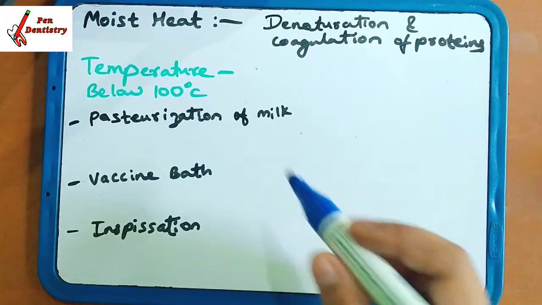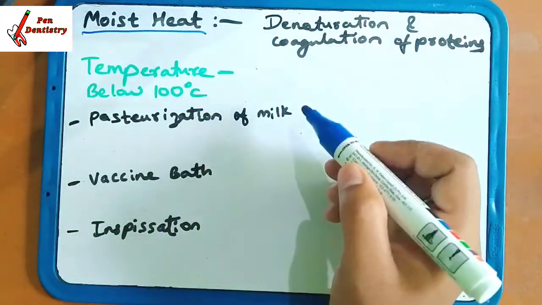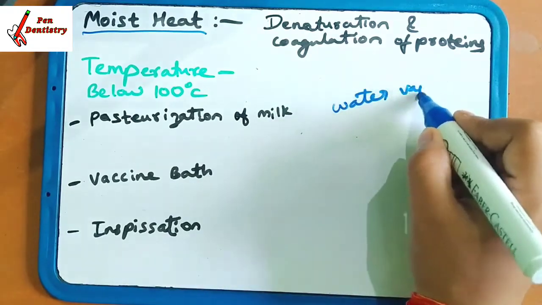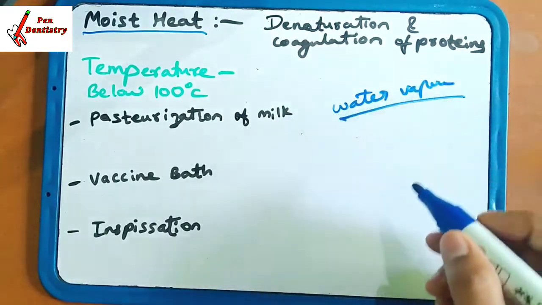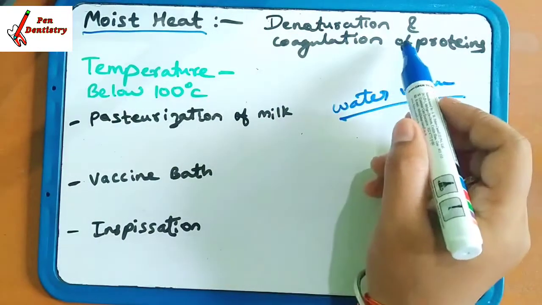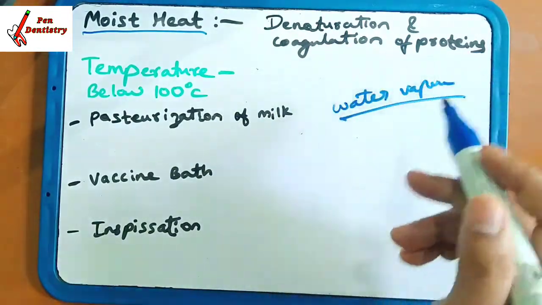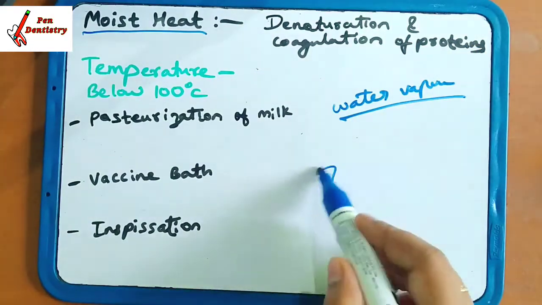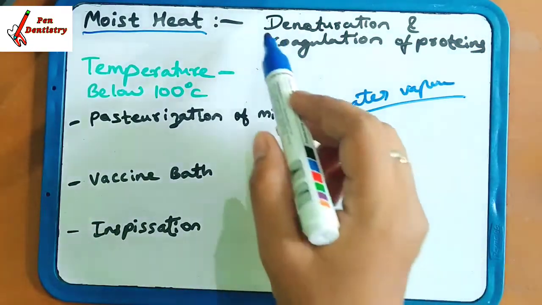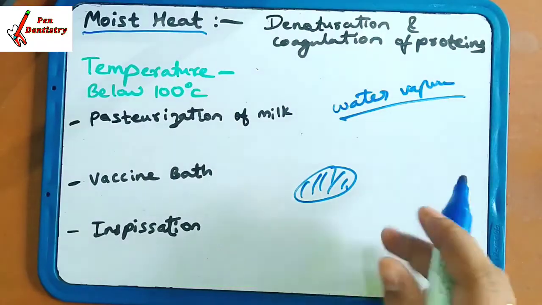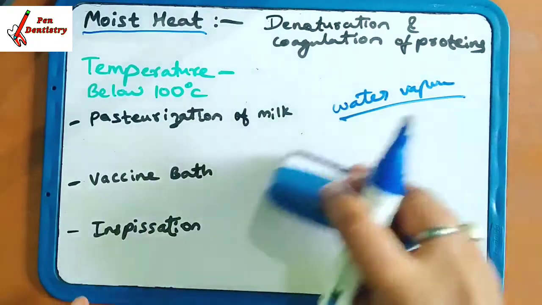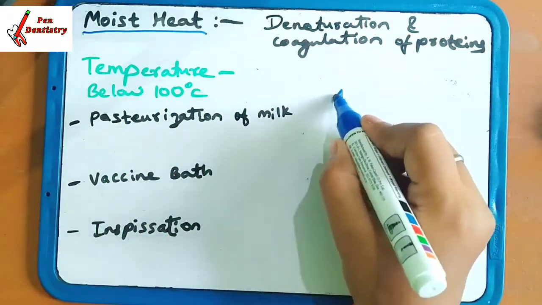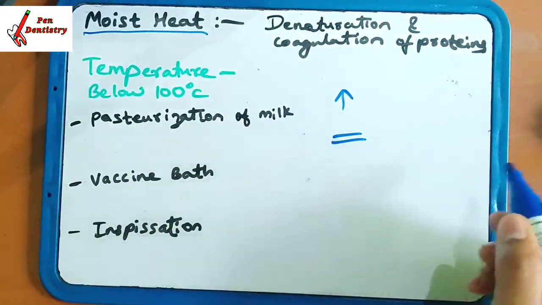The second one is moist heat. In moist heat, water vapors are used for the denaturation and coagulation of proteins. The bacterial proteins are coagulated and denaturation takes place. In this, there are three types: temperature below 100, temperature equal to 100, and temperature above 100 degrees Celsius.